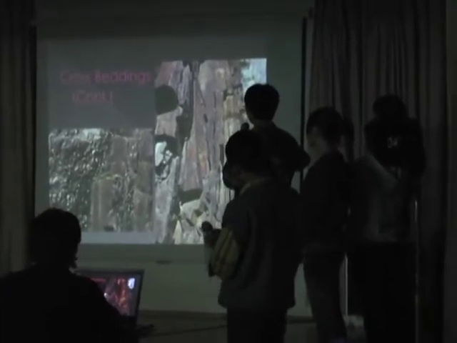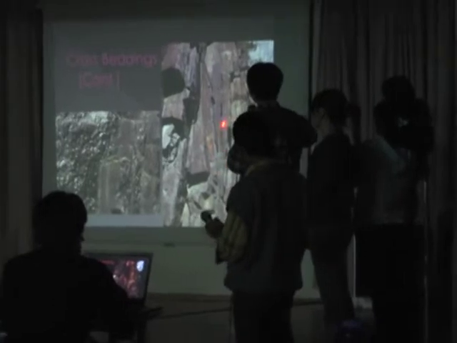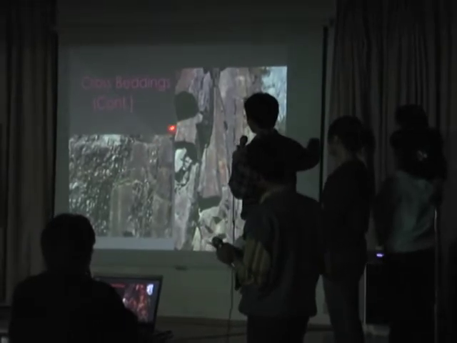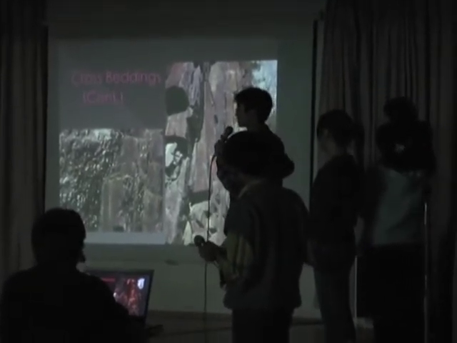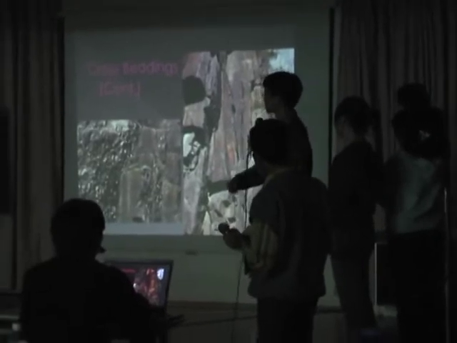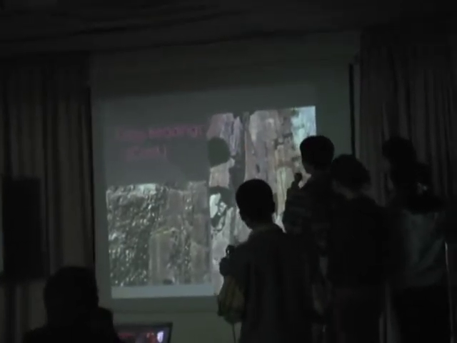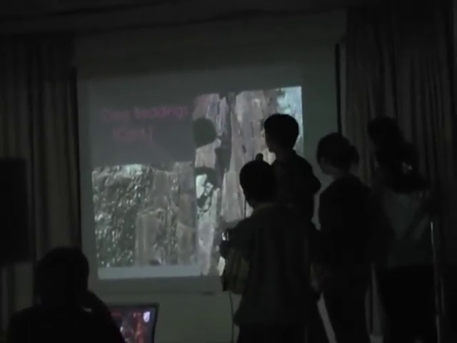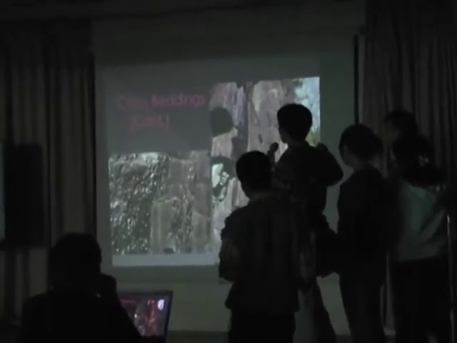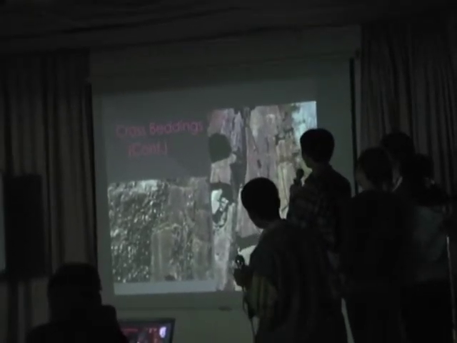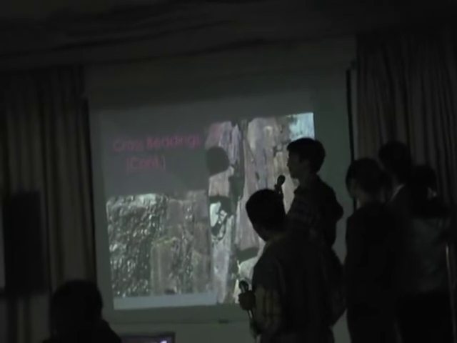Let's look further into the cross bedding. Here is the cross bedding. So we can infer from this cross bedding that this is the upper part of the bed formation, and this is the lower part of the formation. They told me to explain the angle. Because this angle is steeper than this part, we can infer from it that this is the upper part.